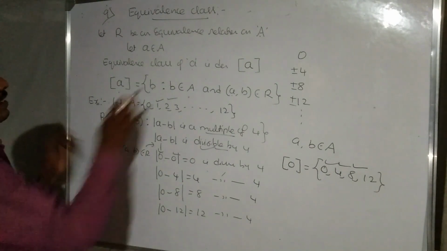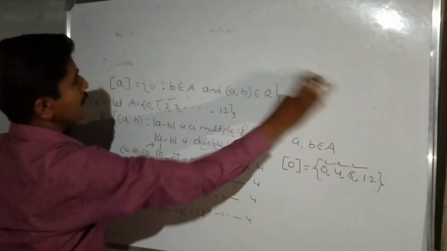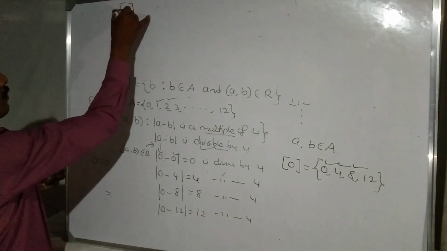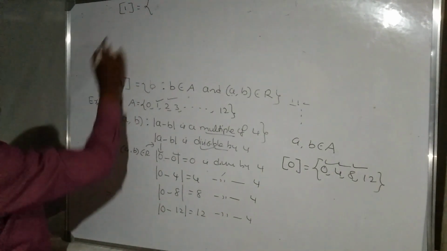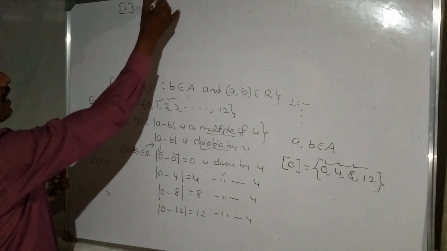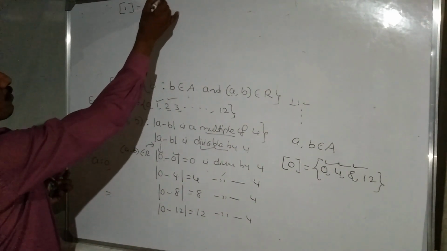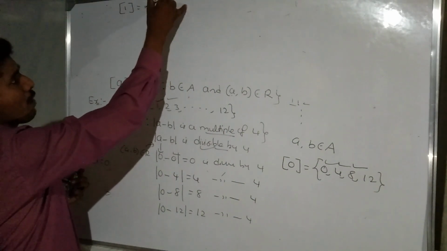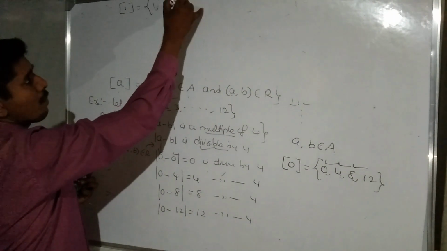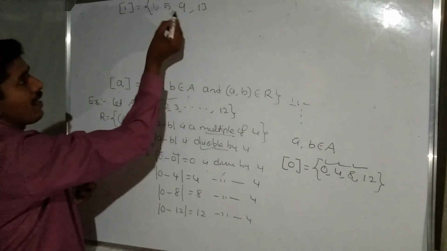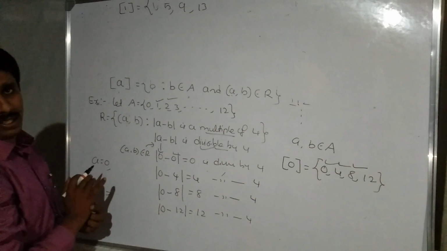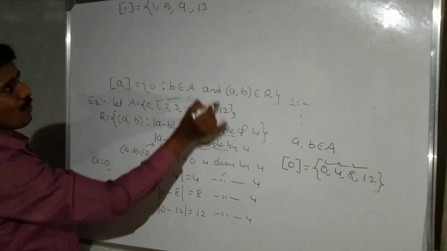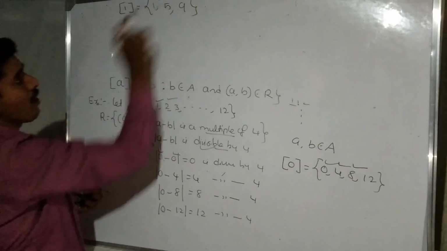Next, equivalence class of 1. Directly you can take the set, this element taken as it is. Next, adding 4 to 1 here. 1 plus 4, 5. Next, 5 plus 4, 9. Next, 9 plus 4, 13. Adding 4 to everyone you get the next one. But here 13 does not belong to the given set. Last number is 12. Only 1, 5, 9.